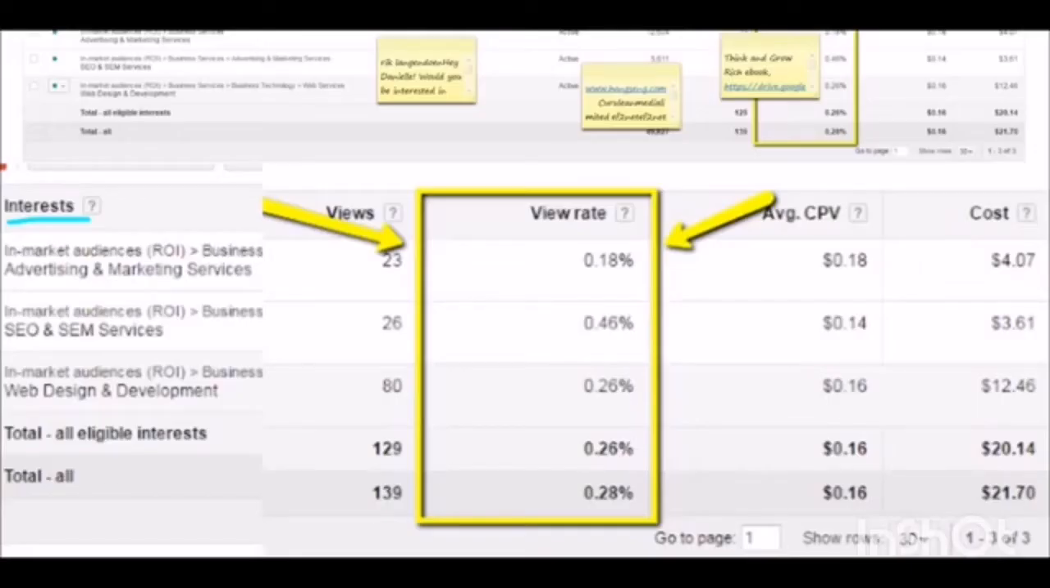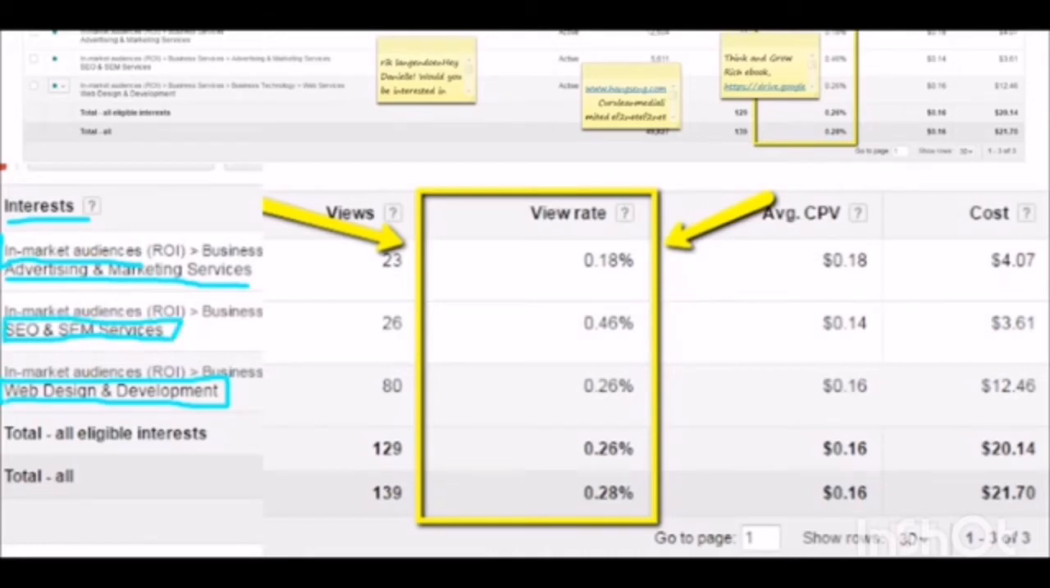So what you'll see in this advertising campaign is I'm advertising on 3 different sources. I'm advertising on 3 interests, which are in-market audiences. The first audience is advertising and marketing services. The second audience is SEO and SEM services, and the third audience is web design and web development. So we have the 3 audiences within YouTube ads that I'm advertising on.